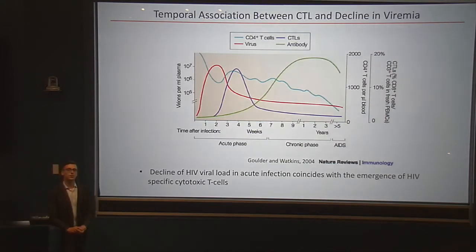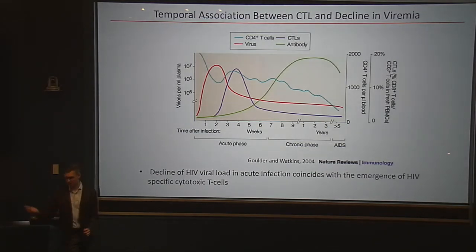So cytotoxic T cells are important in controlling HIV infection, but it's not as simple, of course, that only people who control have cytotoxic T cell responses to HIV. Everyone has cytotoxic T cell responses to HIV. And actually, the first person to find these T cell responses is Professor Nixon, who's in the audience here.